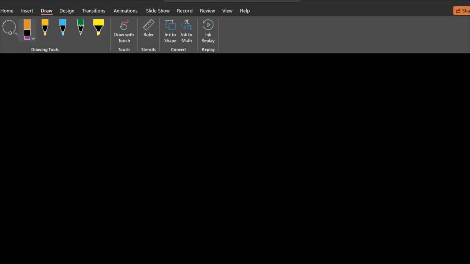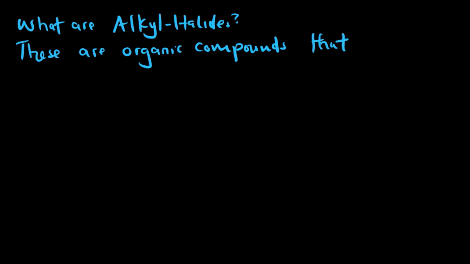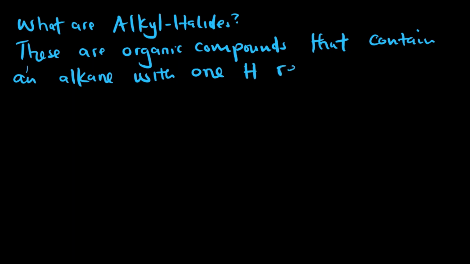So, the question is, what are alkyl halides? Alkyl halides are organic compounds that contain an alkane with one hydrogen replaced by a halogen.